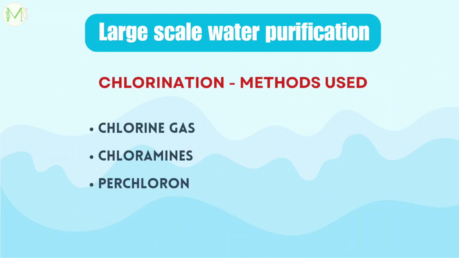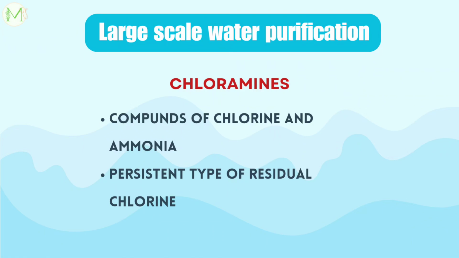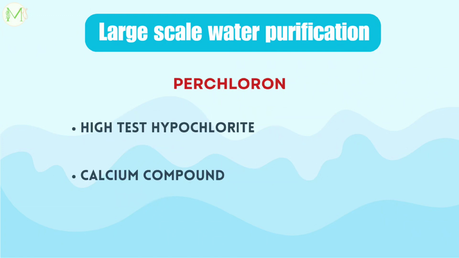Chlorine is applied either as chlorine gas, chloramines, or perchloron. Chlorine gas is the first choice because it is economical, quick in action, efficient, and easy to apply. However, it is an irritant to the eyes and it is poisonous. Chloramines are loose compounds of chlorine and ammonia. They have less tendency to produce chlorinous taste and give a more persistent type of residual chlorine. Perchloron is also called high test hypochlorite and it is a calcium compound.